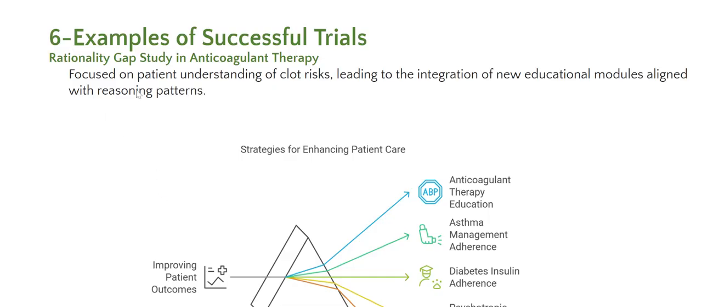Examples of successful trials: rationality gap study and anticoagulant therapy focused on patient understanding of clot risks, leading to the integration of new educational modules aligned with reasoning patterns. Here's a diagram summarizing the strategies for enhancing patient care. From the left, improving patient outcomes. Right to the right, we have anticoagulant therapy education, asthma management adherence, diabetes insulin adherence, psychotropic therapy hesitation, vaccine acceptance campaigns.